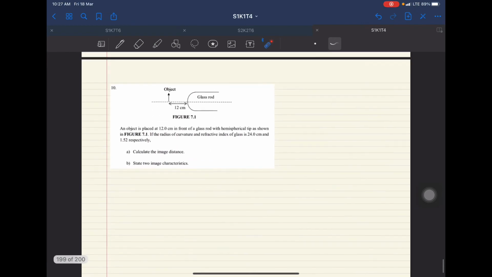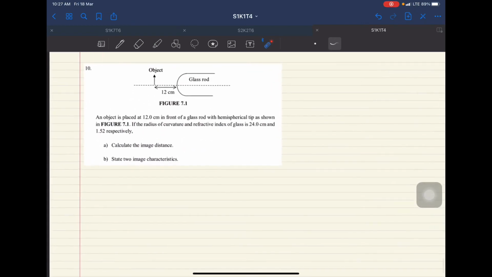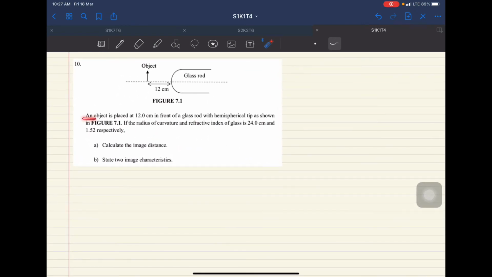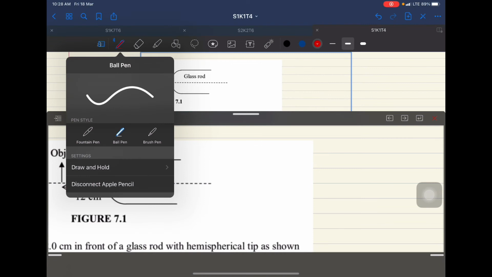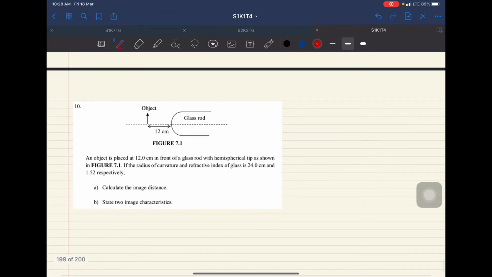Okay, we go further. We try to do a few examples. So here question 10 says that object is placed 12 cm in front of the glass rod. If the radius of curvature and refractive index are 24 and 1.52, calculate the image and image characteristic. Okay, let's try. First of all, I will try to redraw this one to make the diagram much bigger and clearer.